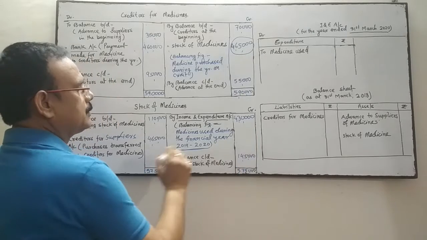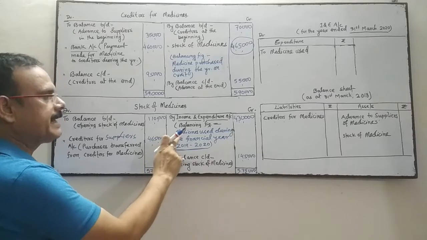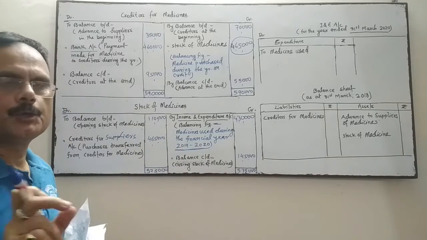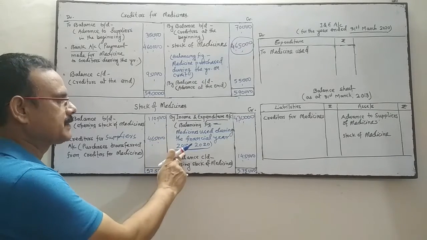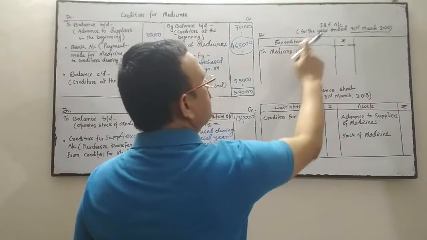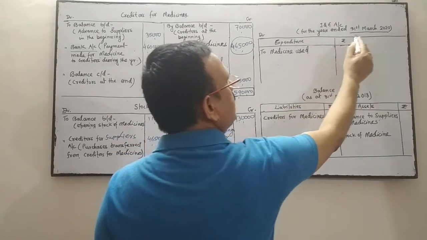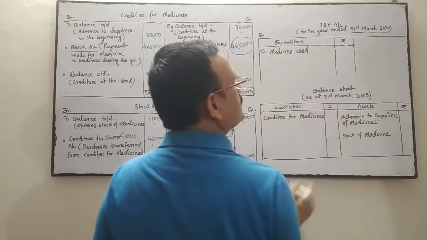4,30,000. So this amount is transferred to the income and expenditure account. This indicates the medicine used during the financial year 2019-20. This amount will reflect on the debit side of the income and expenditure account. This is the income and expenditure account for the year ended 31st March 2020.